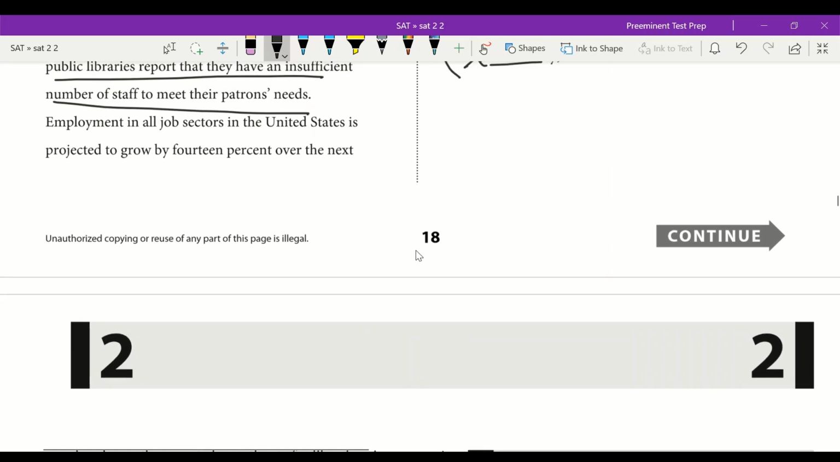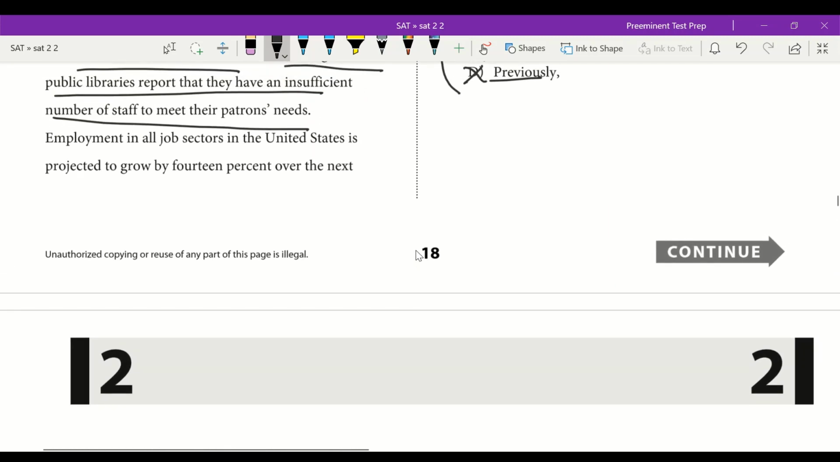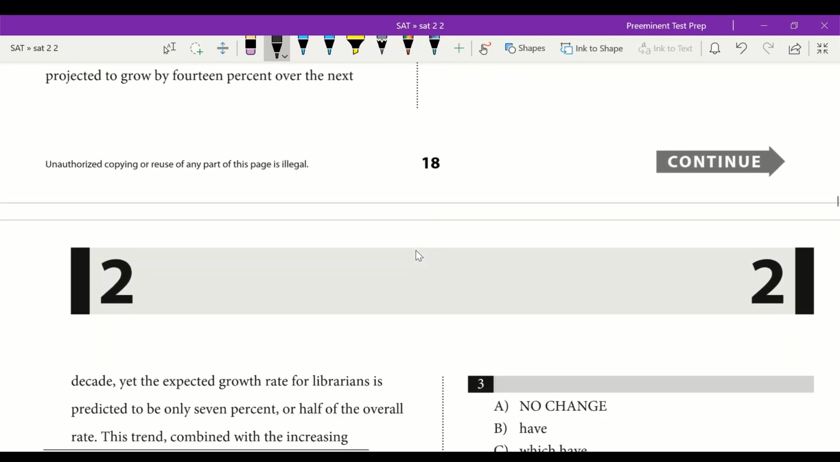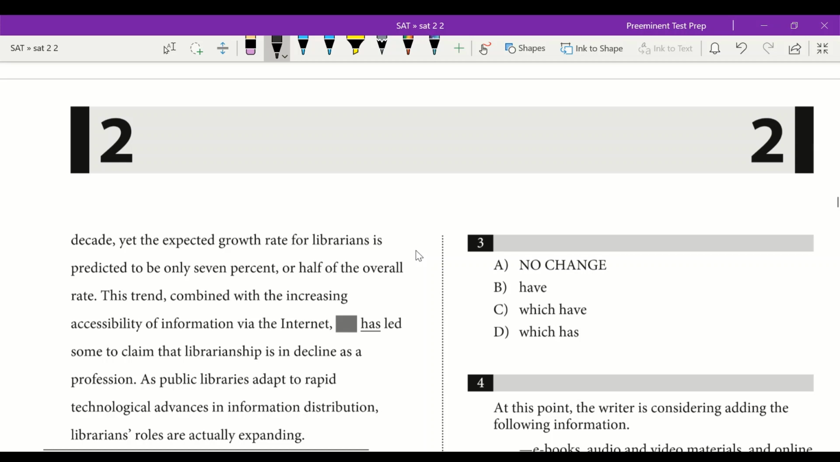All right. Employment in all job sectors in the United States is projected to grow by 14% over the next decade, yet the expected growth rate for librarians is predicted to be only 7%, or half of the overall rate. This trend, combined with the increasing accessibility of information via the internet, has led some to claim that librarianship is in decline as a profession.